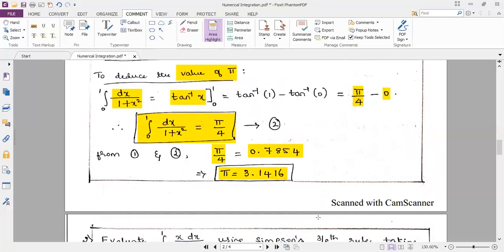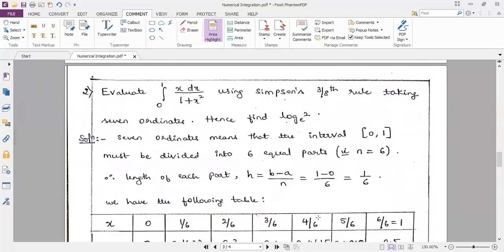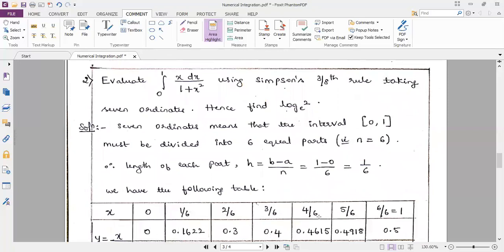Next, we will see a problem on Simpson's 3/8 rule. Procedure of working out the problems on numerical integration remains the same. Only application of the formula will be a different one. Question is to evaluate integral 0 to 1 x dx divided by 1 plus x square using Simpson's 3/8 rule, taking 7 ordinates. Hence find log 2 to the base e, natural logarithm.